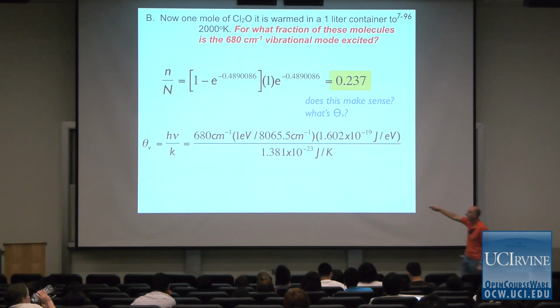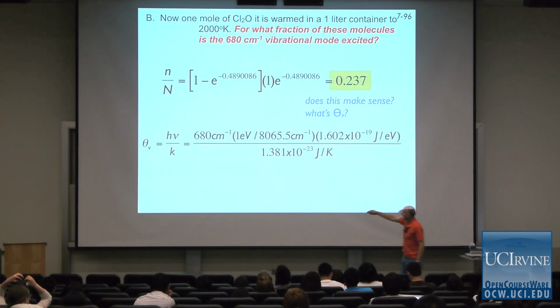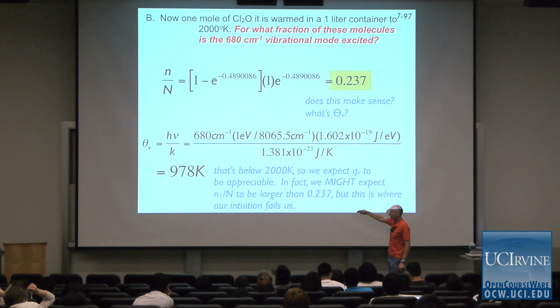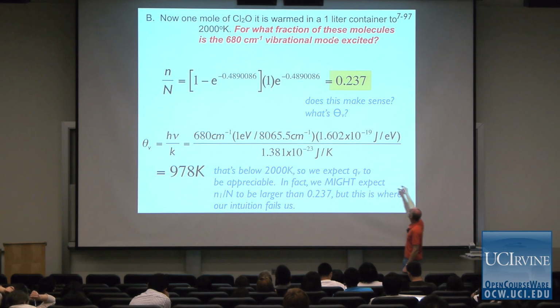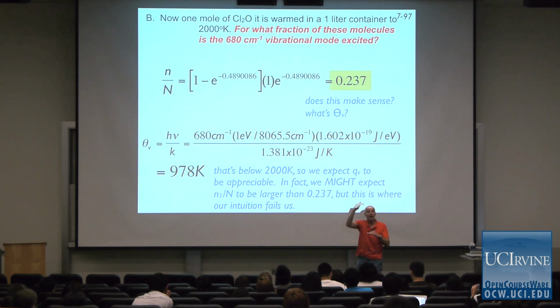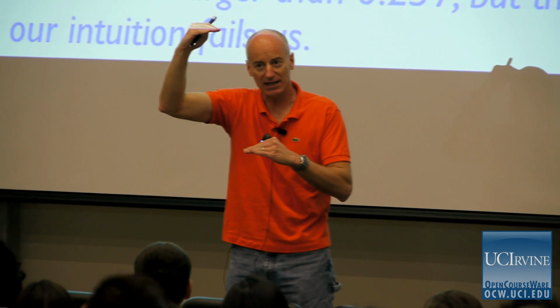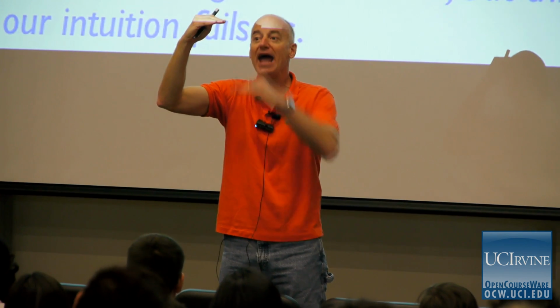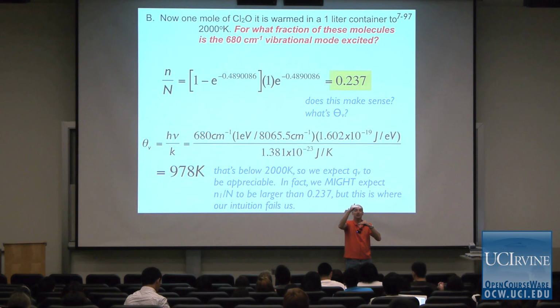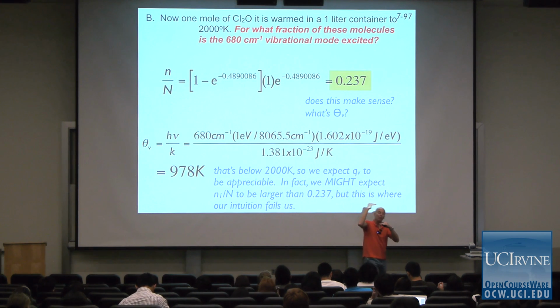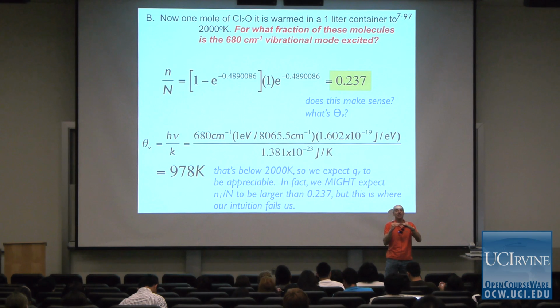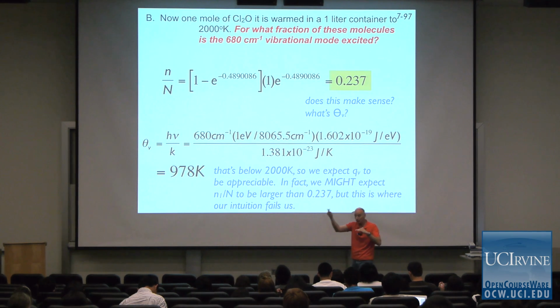temperature is at 680. So we can calculate that: 978. Now we compare that with 2,000. Is 2,000 higher than that? Yes. So we expect there to be an appreciable population in this vibrational state. We're halfway there. At 2,000 degrees, we've put more energy into the molecule than necessary to populate this state. So we expect this state to have appreciable population.